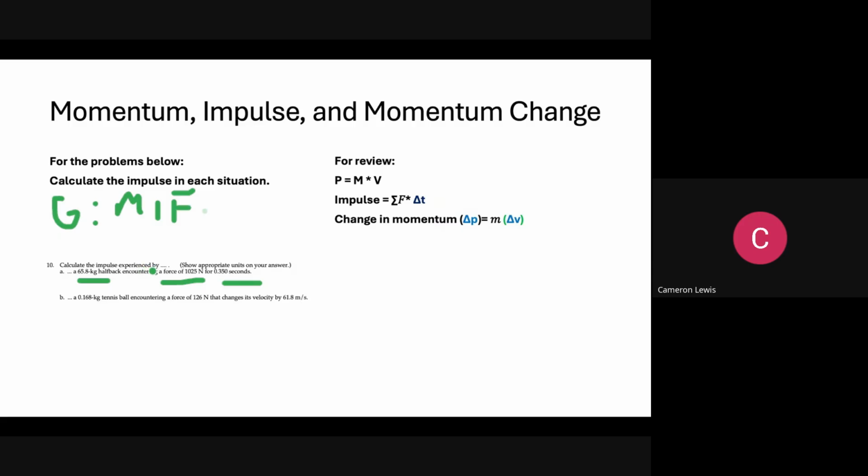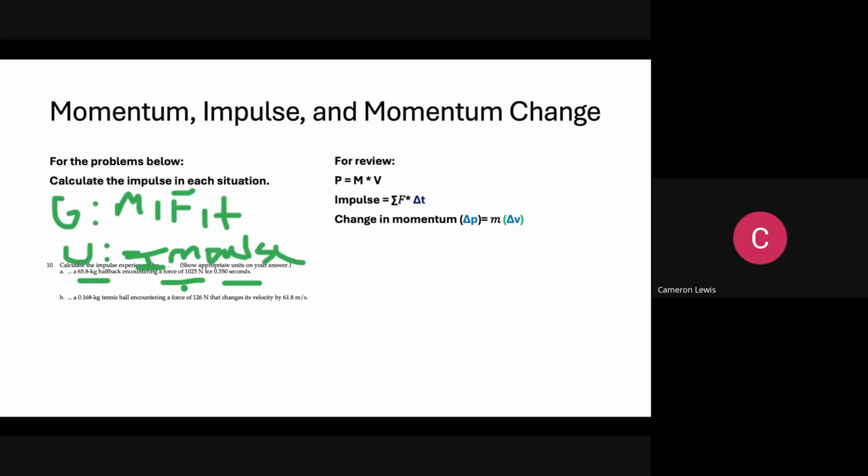So now that I have a force and a time, what can I use? Also, what am I trying to find? What's my unknown? What does it say? Read the problem. Oh, impulse, because we already have the mass. Calculate the impulse. So now I'm trying to calculate the impulse.